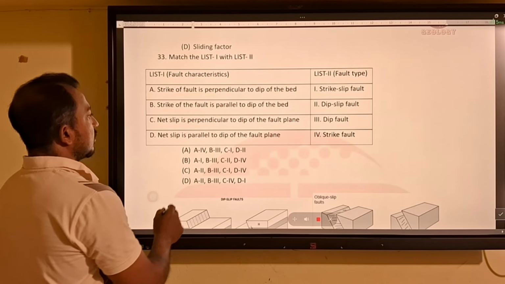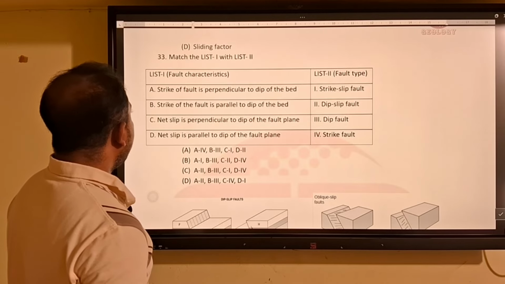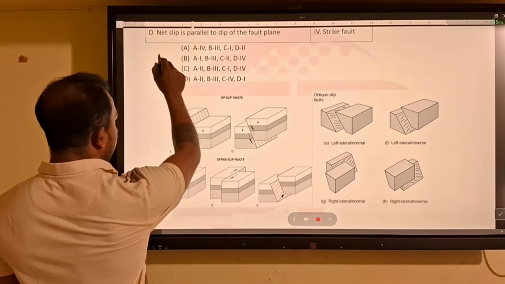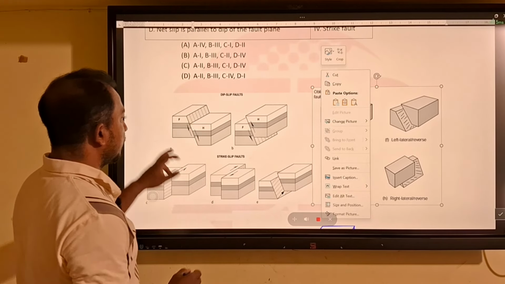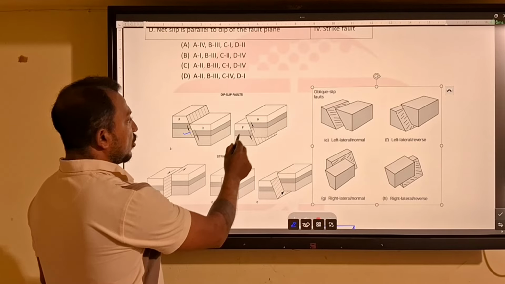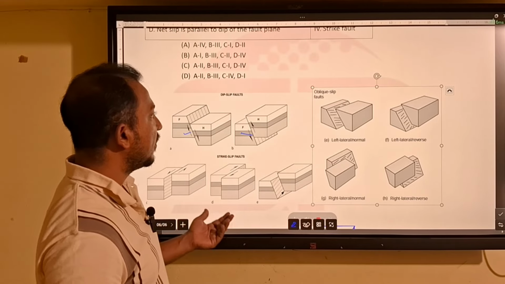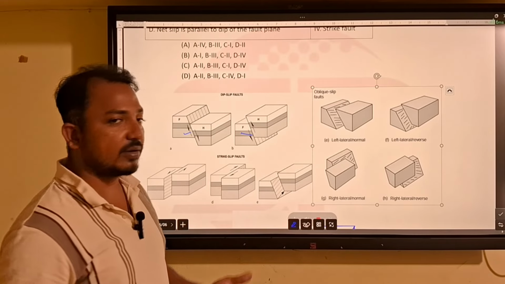Then types of fault. Let's see what the different types of fault are here. This is normal, this is reverse, but there are three types of fault you can classify on the basis of the rake of the net slip, that is strike slip, dip slip, and oblique slip.